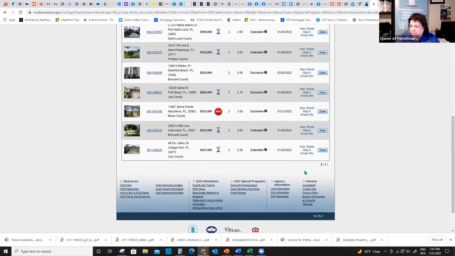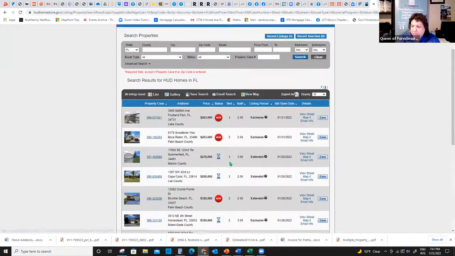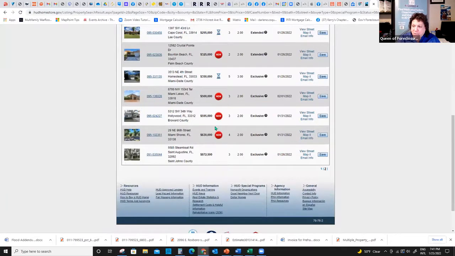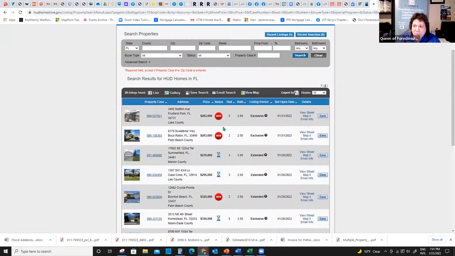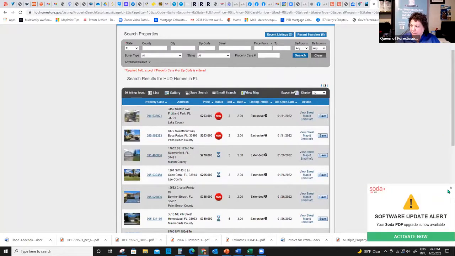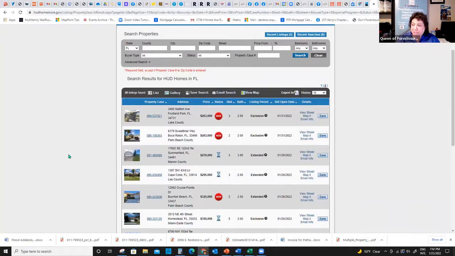Let me see if there's any others that dropped their price. That's one of the first things I look for on my HUD platform, I look for dropped prices. New listings, I almost ignore them because I know it was an FHA loan, and they're not flexible on their price yet. And it's exclusive anyway, so I'm not going to qualify. Unless you want to look for a house for yourself.